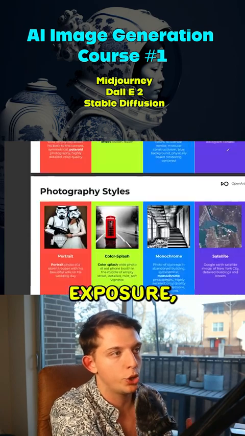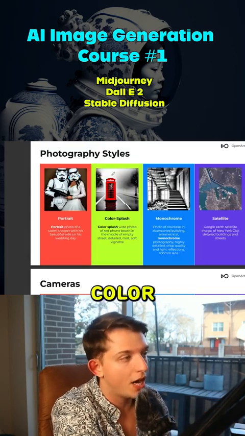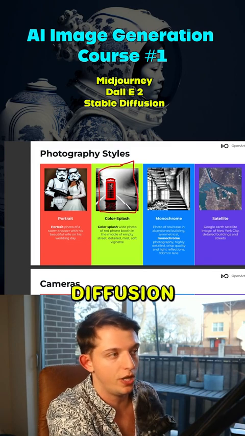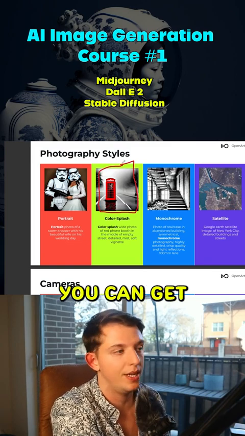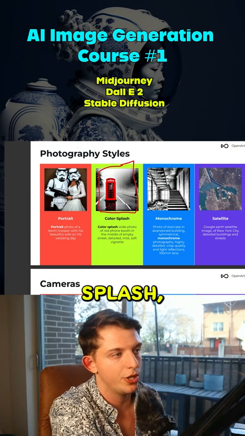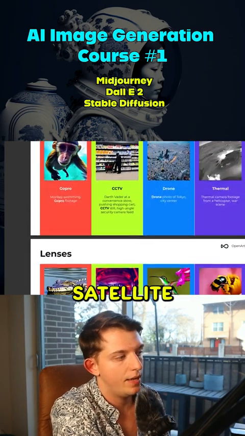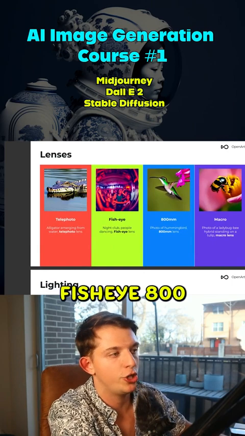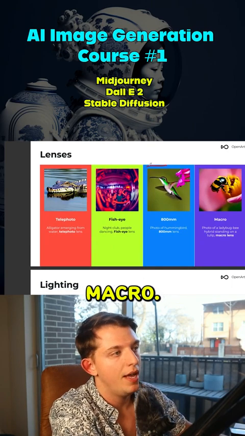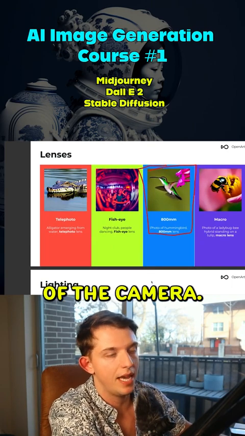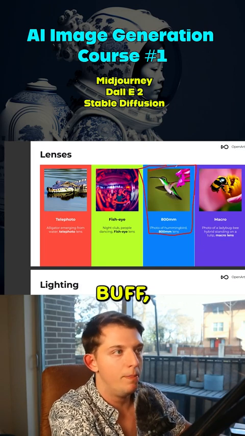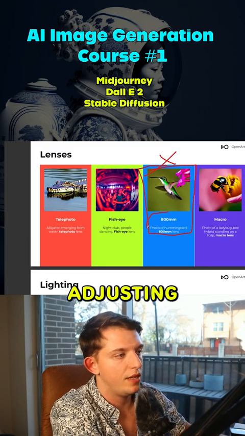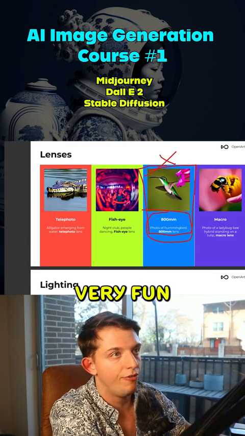You have your long exposure, super cool. You have portrait, color splash. Play around with Color Splash on Midjourney, Stable Diffusion, DALL-E 2. Very, very fun. You can get some epic images with Color Splash. Monochrome, satellite, GoPro, CCTV, drone, thermal, telephoto, fisheye, 800mm, macro, and here you can change the lens of the camera. If you're a photography buff, you can get the perfect image by adjusting the millimeter lens. It's very, very fun to do so.